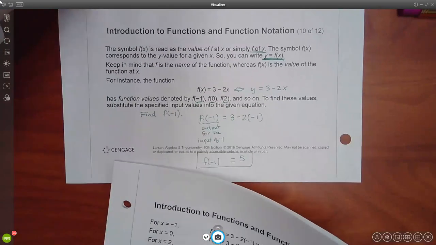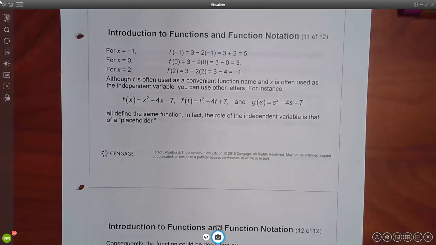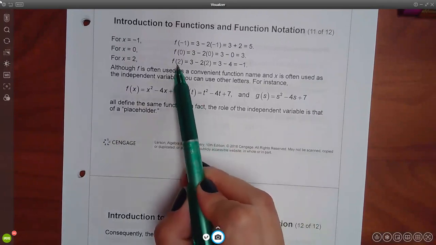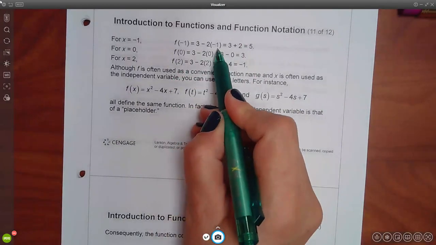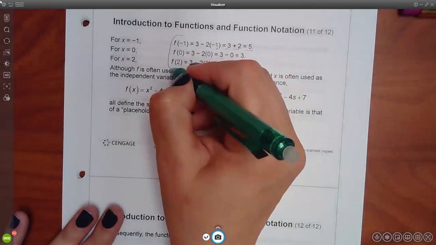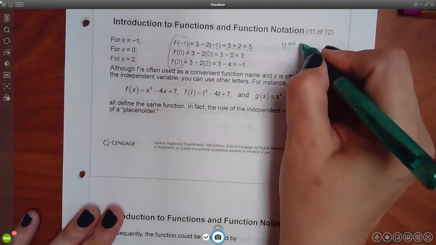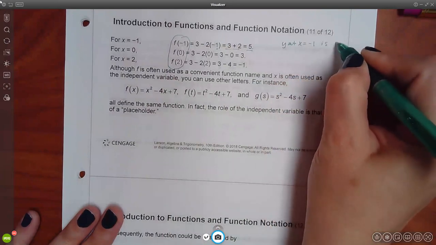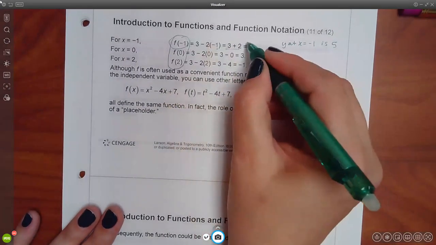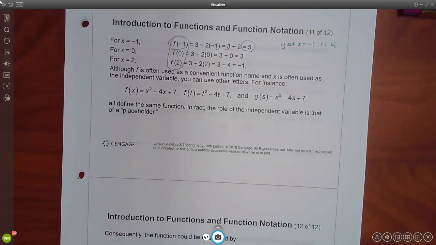Okay, next page. They're basically going through what I did with the first one, and they're doing it for all of them. Notice that they don't change this label. All they're doing is plugging it in and then computing, and that's it, okay? All of these are just labels. All they're saying is that the y value at x equals negative 1 is 5. That's what this is saying when you say it together. The output at that input, negative 1, is 5.